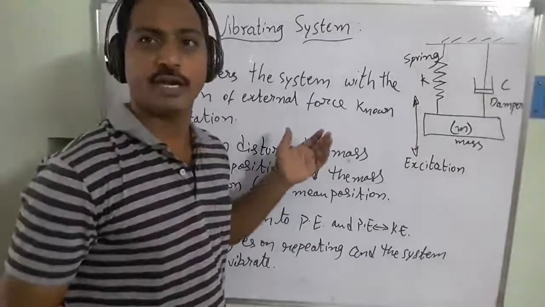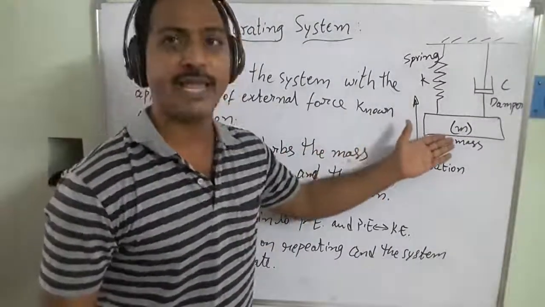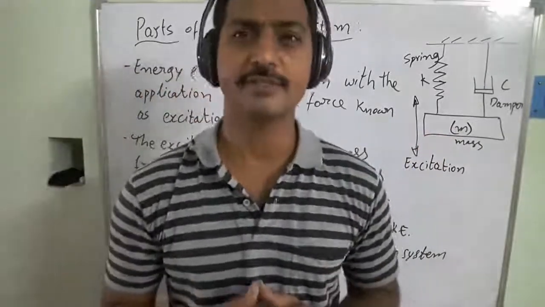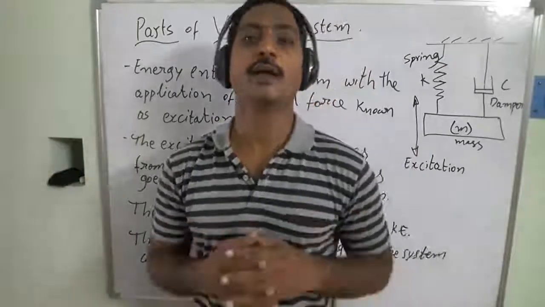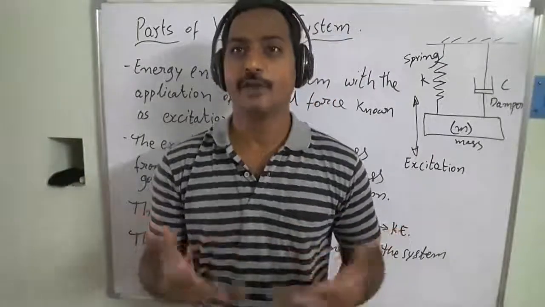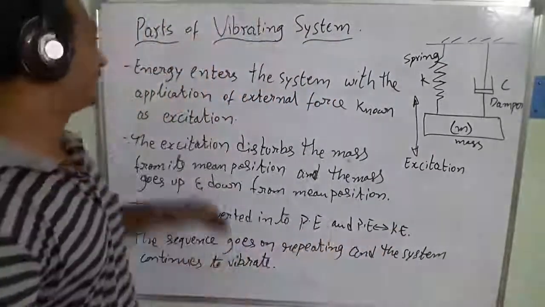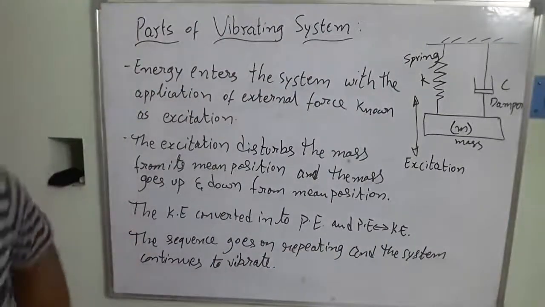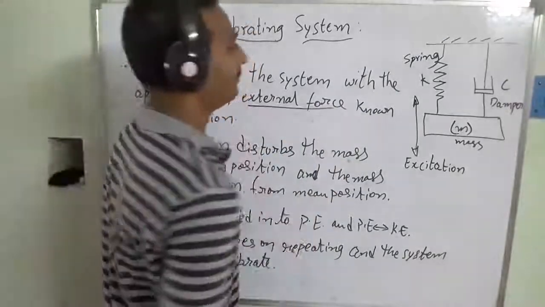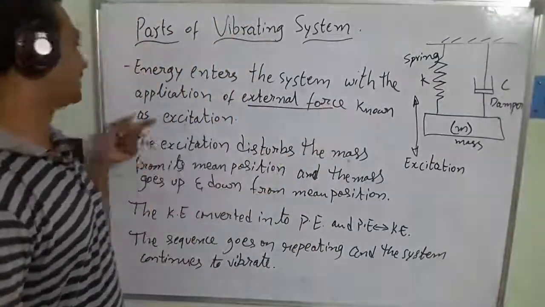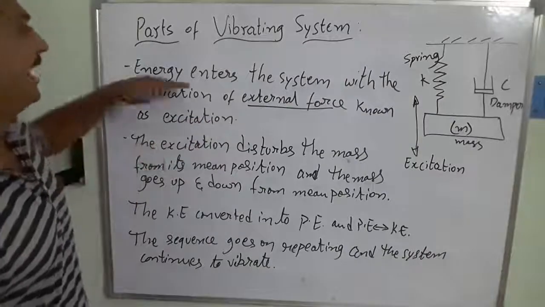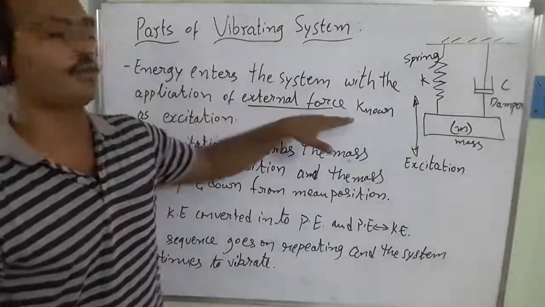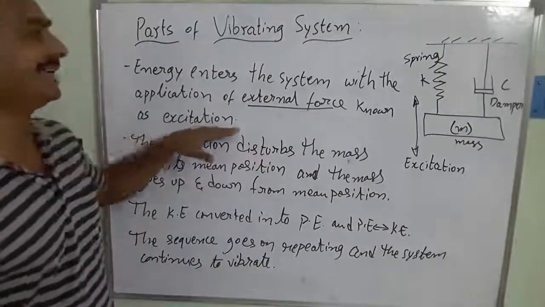In our definition we have seen the system is an energy conserving unit. Then how is this energy developed within that system? What is the main cause for that energy generation? The main cause is the external excitation. This external force is known as the excitation. Energy enters the system with the application of external force, known as excitation, right?